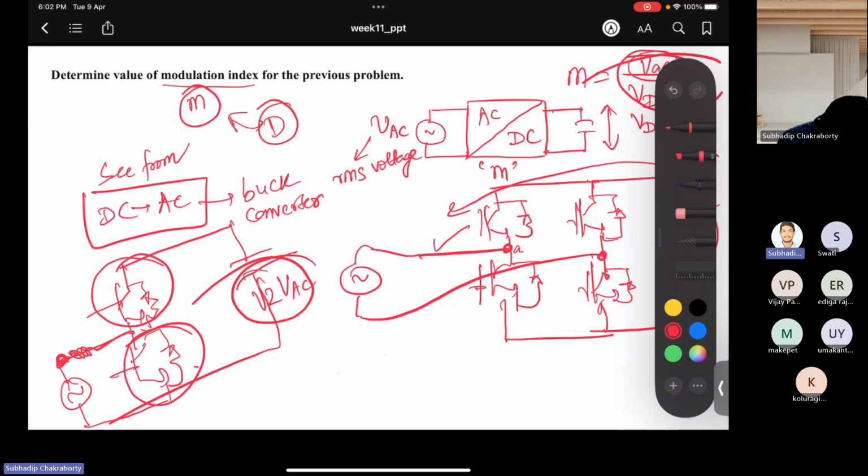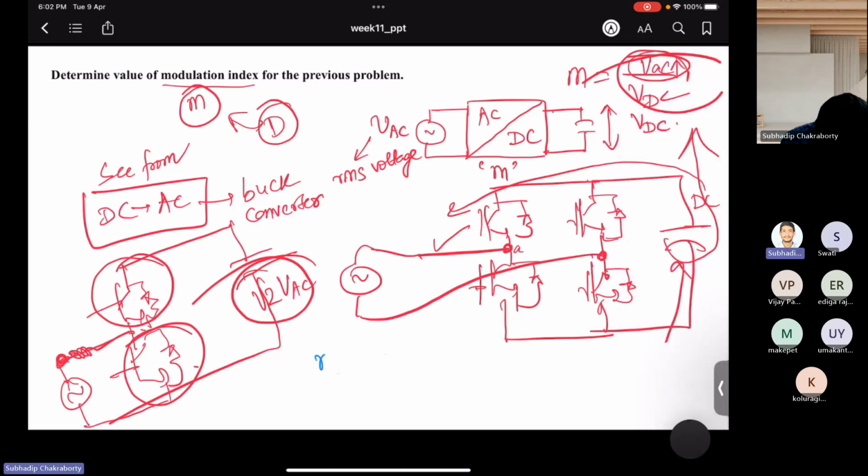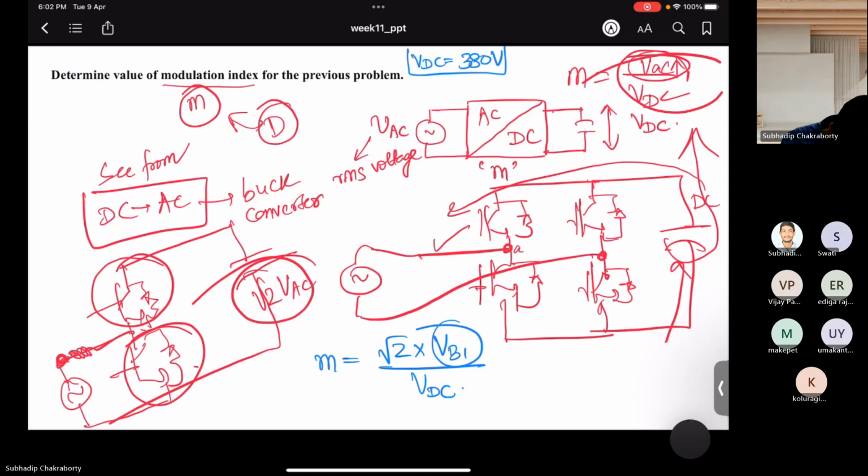Let me do with another color. So what is M? √2 times V, I can tell V1 because that we found out in the previous thing. So √2 times that peak amplitude I am telling. Previously we found out the RMS value, and divided by V_DC. So just assume for this problem DC link voltage as 380 volts because that is given actually. Okay.